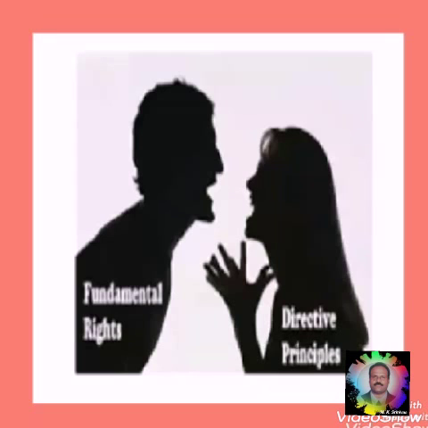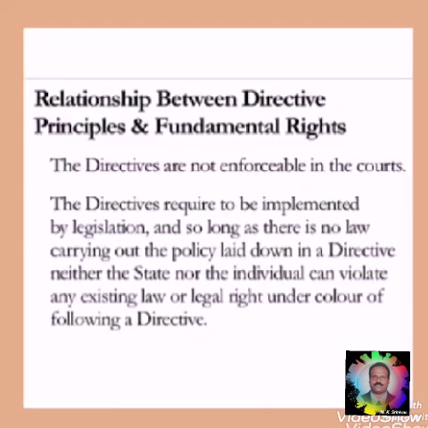The state must secure a social order in which social, economic, and political justice must inform the institutions of national life. Wealth and its resources of production are not to be concentrated in the hands of a few, but must be distributed so as to subserve the common good. And there must be adequate means of livelihood for all and equal pay for equal work. The state must endeavor to secure the health and strength of the workers and the right to work, education, and assistance in cases of want.